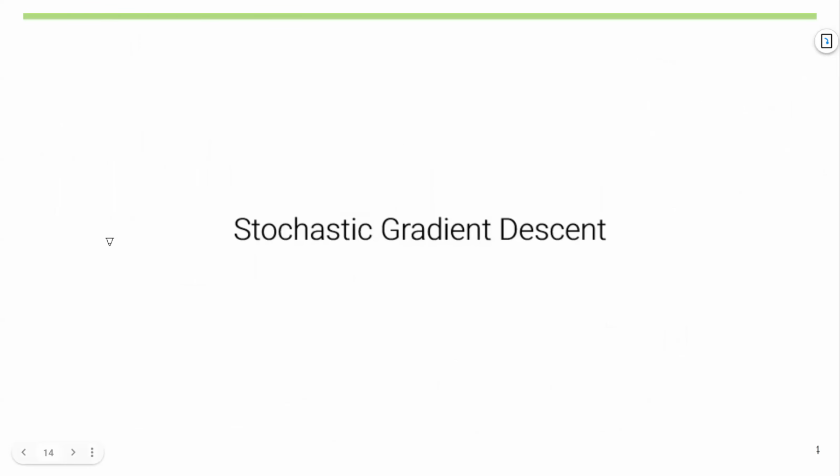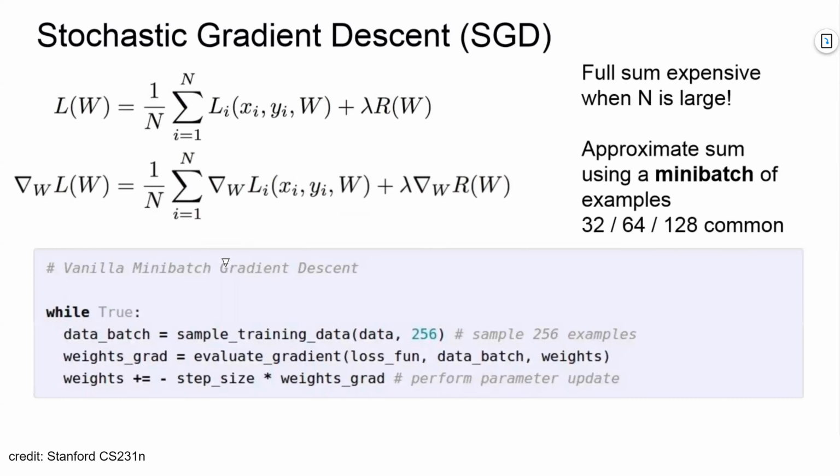So what we usually do is stochastic gradient descent. And what is stochastic gradient descent? The full sum here, n, is very expensive when n is large. And usually n is very large because we are using big data. And what we are going to do is approximate this sum using a mini batch of examples: 32, 64, or 128.